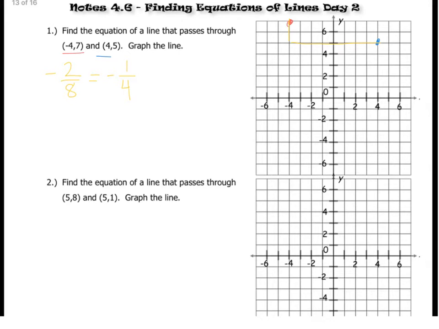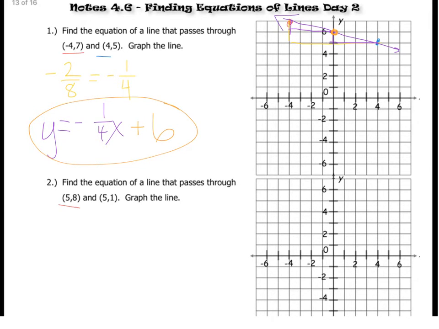So if we go down 1 over 4, down 1 over 4, we now have a line where our slope is -1 over 4, and you will see where it crossed the y-axis is right here at +6. So looking at number 2, same thing.